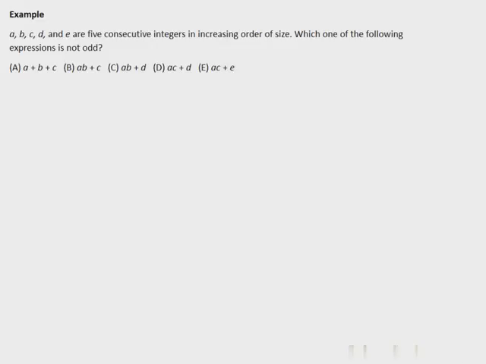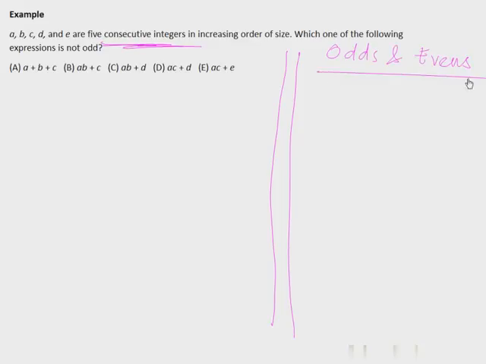A, B, C, D, E are 5 consecutive integers in increasing order of size. They're 5 consecutive integers. That means they follow each other, like 2, 3, 4, 5, 6 or 1, 2, 3, 4, 5. Which of the following expressions is not odd? Okay. So these are the odds and evens question. Let's look at some rules for odds and evens.